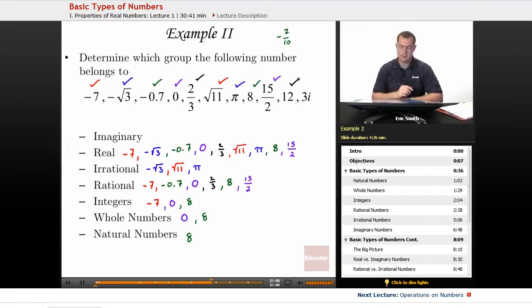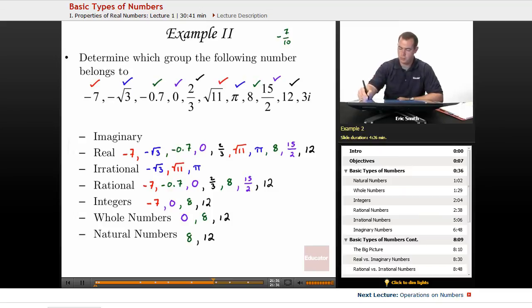The number 12. 12 is a type of real number. We can write it as a fraction by putting it over 1, so let's put it in rationals. It is a type of integer. It is a type of whole number. And since the natural numbers start at 1 and then go 2, 3, 4, and all the way up from there, I know that it is a natural number.